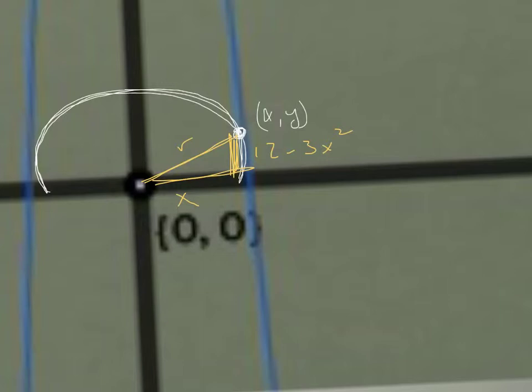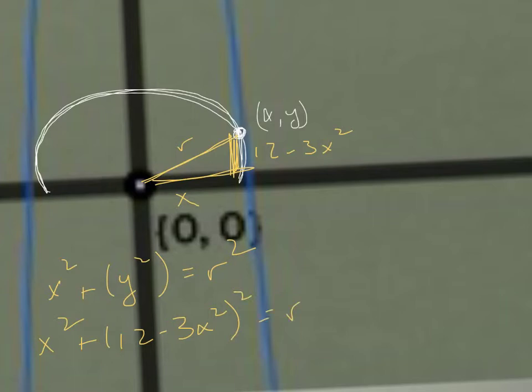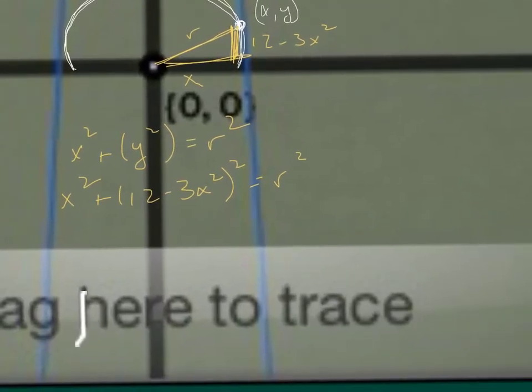So since it's a right triangle, we use the Pythagorean theorem. So we get x squared plus y squared is equal to r squared. Now we know the y is really the 12 minus the 3x squared, so that's what we'll plug in. So you have x squared plus (12 minus 3x squared) squared equals the radius squared. So that's going to give us the radius is equal to the square root of that summation: x squared plus (12 minus 3x squared) squared. Good.